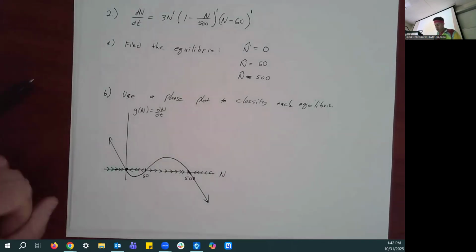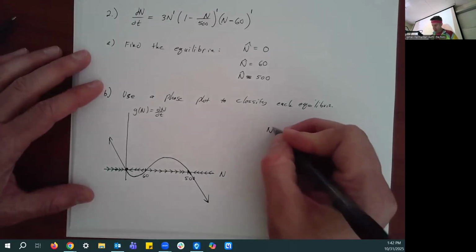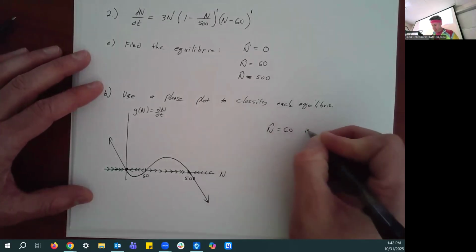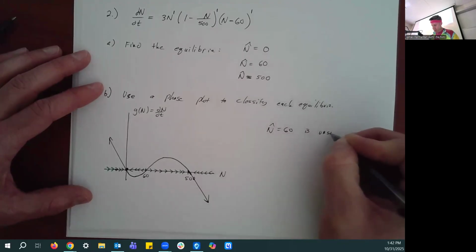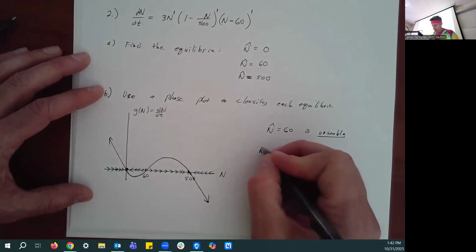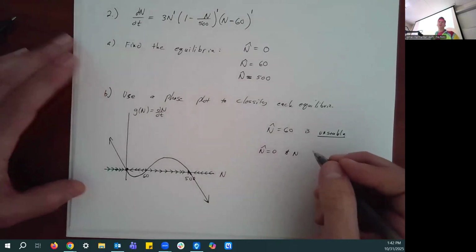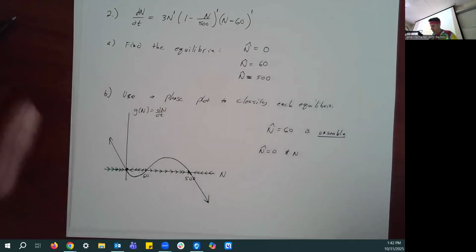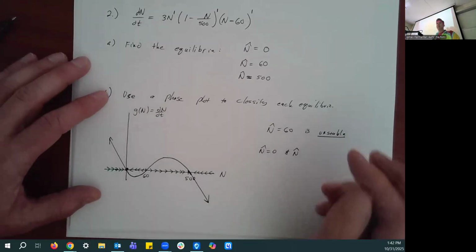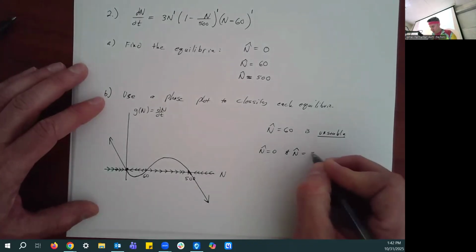So which of these is my only unstable equilibrium? 60. So n hat equal to 60 is unstable. The other two are stable. So n hat equal to 0, which might not make sense as far as a population growth sort of situation, but okay, fine. Sometimes the examples fall apart if you make them too weird. So n hat equal to 0 and n hat equal to 500 are both stable.